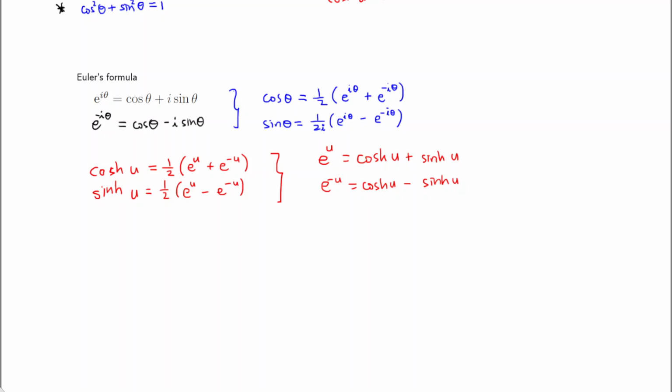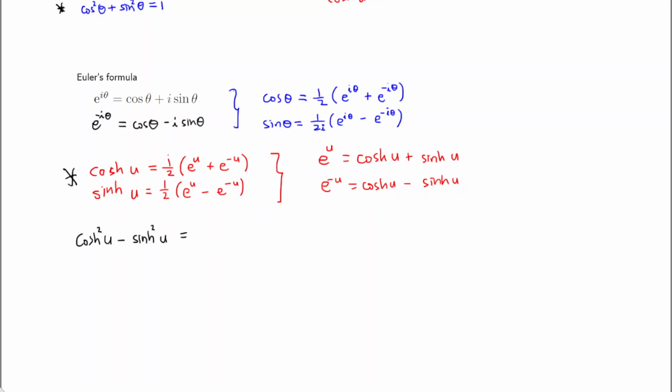Now what I want to show you is that this invention of these new functions, cosh and sinh, in terms of the exponentials, actually successfully parameterizes our unit hyperbola. In other words, what I want is to explore cosh squared u minus sinh squared u in terms of the exponential functions just above here, and see that no matter what the variable u is equal to, we're always going to get the number 1. So let's do that.